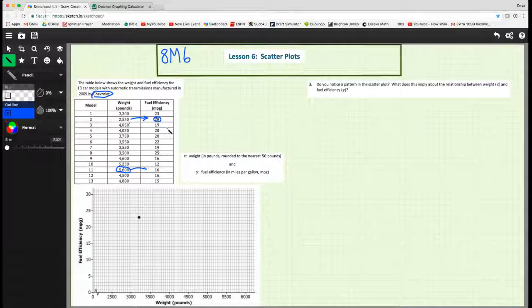So let's go ahead and graph this chart. Let's look at the weight of each car, and we're going to graph it versus fuel efficiency. So here's our X, and here is our Y. We know how to graph this. 3,200, 23 is right here. Now let's go 2,550, 28 is about here.